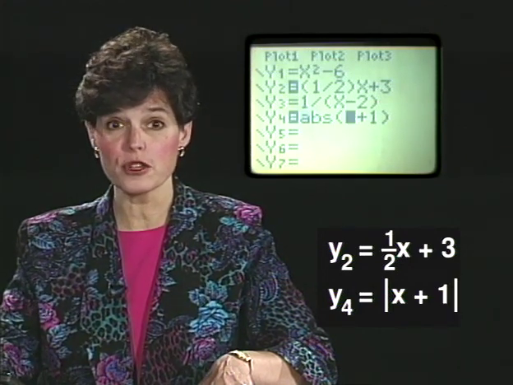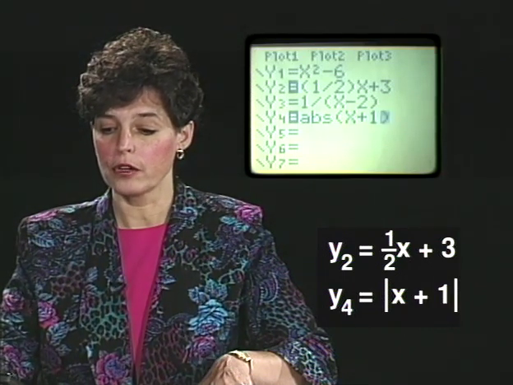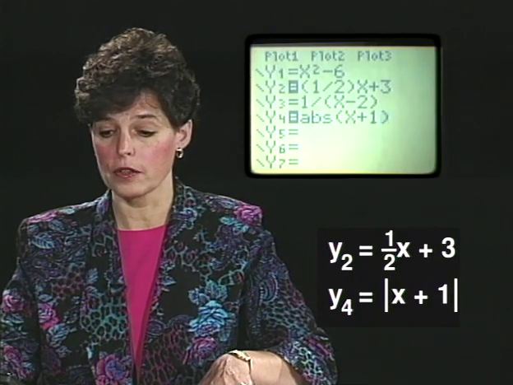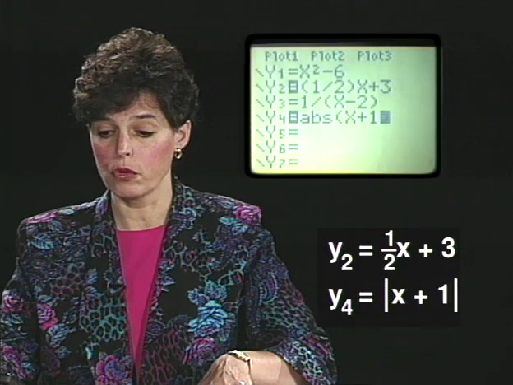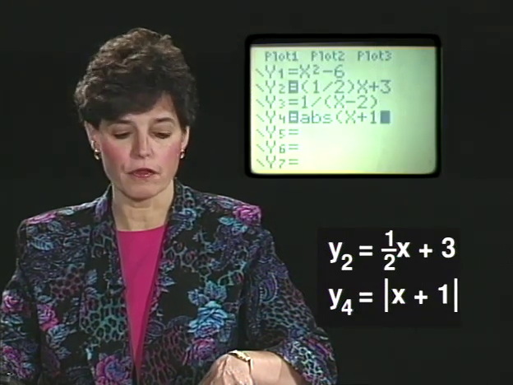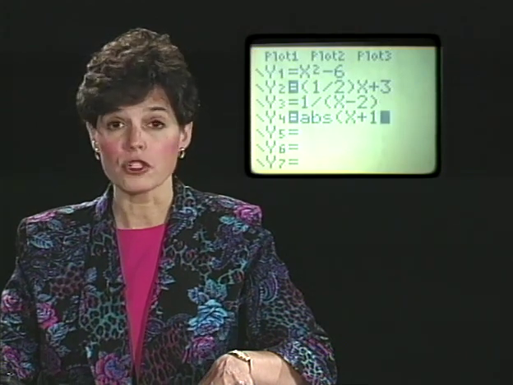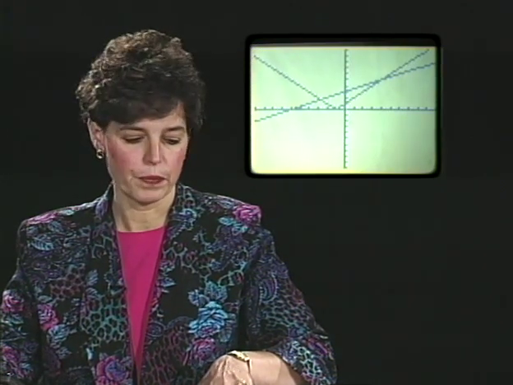Now just to check to be sure that we've got what we want, move your cursor off to the side a little bit and notice that there is a little black box on the second function on the equal sign and a little black box on the fourth function on the equal sign, and these are the 2 functions that I wanted to have on, so I'm in good shape. Let's go back to Zoom Standard, a good place to start any problem. And we will see the equation of a line and the equation of an absolute value function.